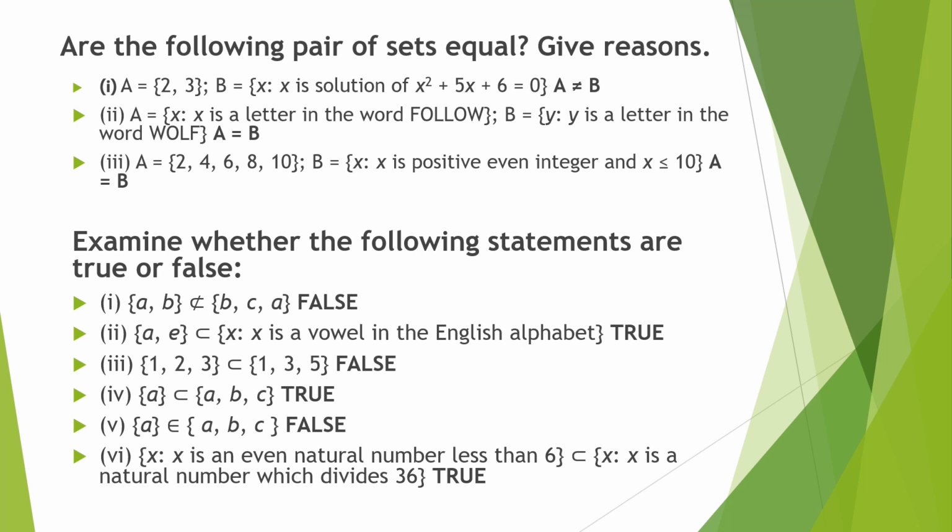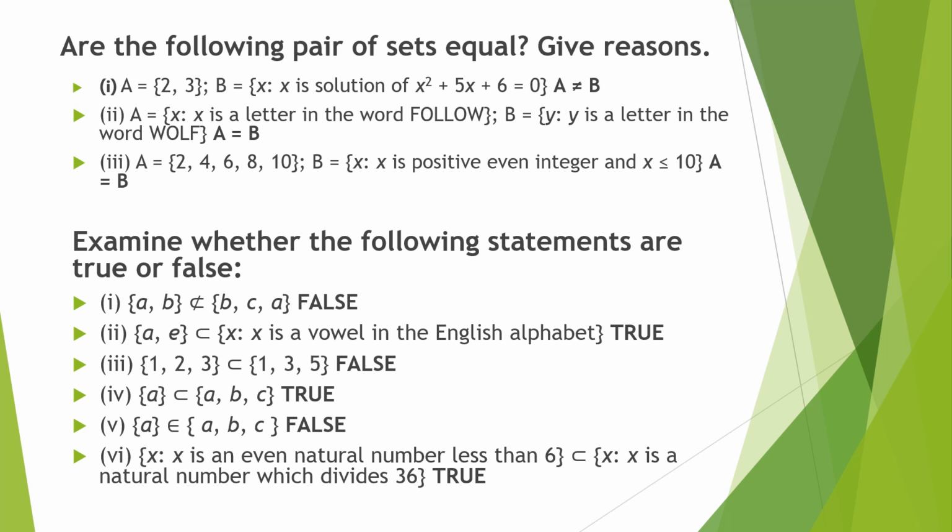Fourth one, {a} is a subset of {a, b, c}. This is true because you are comparing two sets. But the fifth one is false. Why? Because it is written {a} belongs to the set {a, b, c}. Belongs to will always be for element. So if it was written without the curly bracket, that a belongs to {a, b, c}, it would have been true.